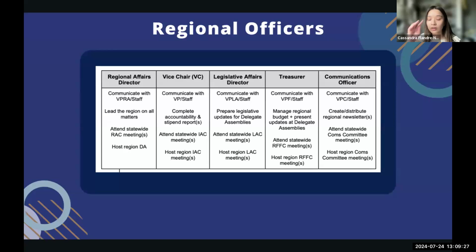So these positions are all, of course, very important. There is representation on both the state level and region level. But as vice chair, it's really important that you're aware of what each position does, because not only will you be expected to potentially serve in this role if there is a vacancy or need, but you will also be asked to assist your regional affairs director in helping out each position and making sure they all feel supported as well. So that's really important to keep in mind. And with that, I'll be passing it off to Emily.